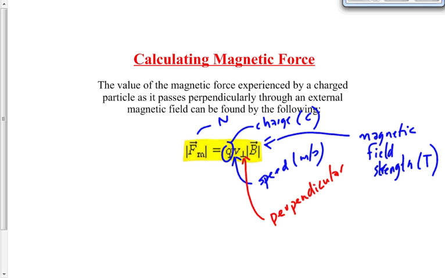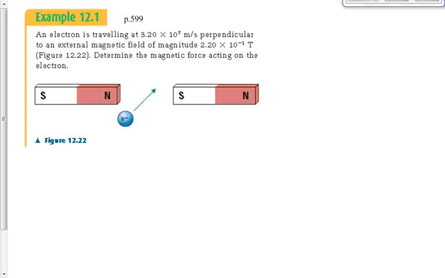All right, let's take a look at a little question here now. 12.1, page 599. If you don't have chapter 12, download it. Now's the time to do that, okay? Going into a new chapter here. An electron is traveling at 3.2 times 10 to the 5 meters per second, which is a pretty typical speed for a moving charge, right? 10 to the 5, 10 to the 6, usually those kinds of speeds, right, Josh?